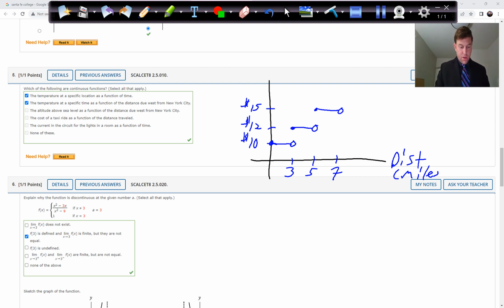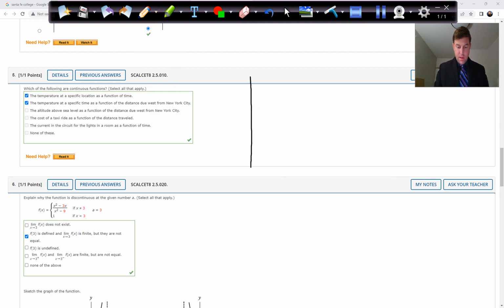Okay, the current in the circuit for the lights in a room is a function of time. Okay, so in this one we have current, which we use capital I for. Current is the y-axis. Time is the x-axis, so we're going to have time and we're going to have current in our light switch, in our lights. And so the lights are off, off, off, and then we turn them on and it spikes.